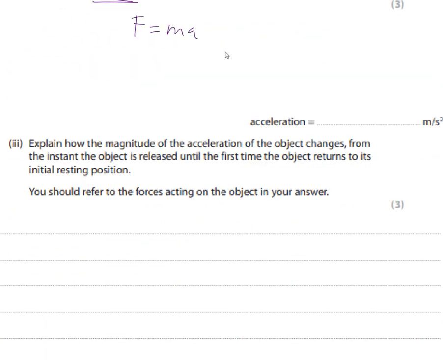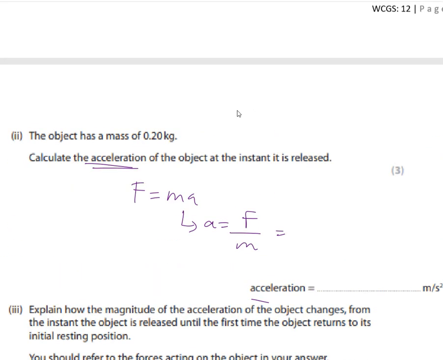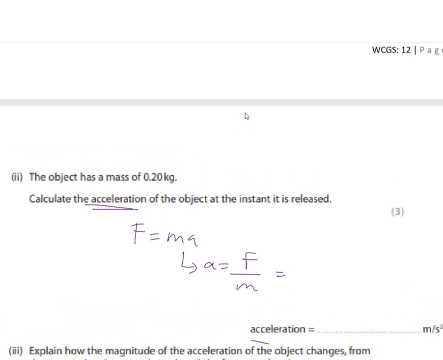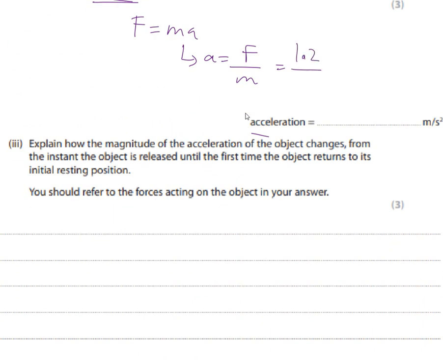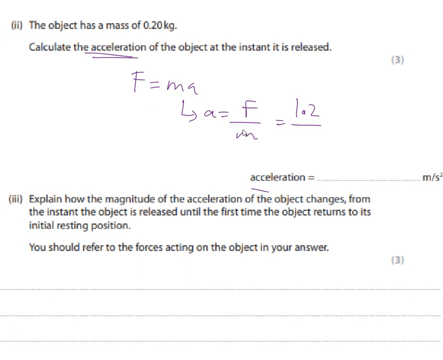Now we're looking for acceleration, isn't it? A. So a is force divided by m. What force is this? Force is the resultant force. We already calculated it. It is 1.2 divided by 0.2. The answer is 6.